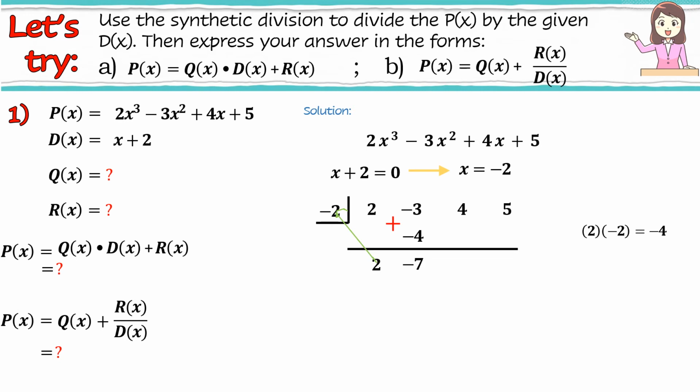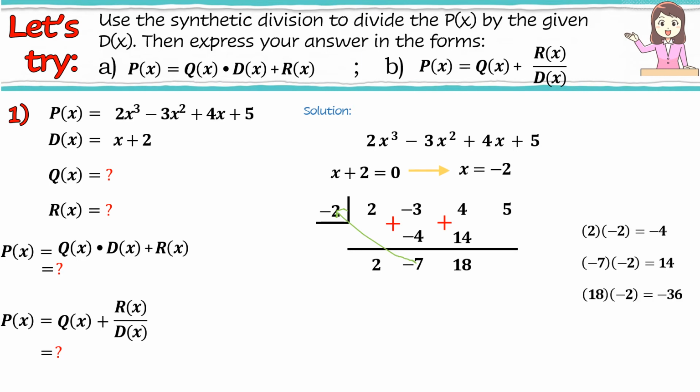Okay. So ulit natin yung process. We have negative 7 times negative 2. That will give us positive 14. So susulat natin siya dyan sa pangatlong under the third numerical coefficient. So 4 and 14. Again, ang gagawin natin dyan ay i-add natin. So 4 plus 14 and that will give us positive 18.